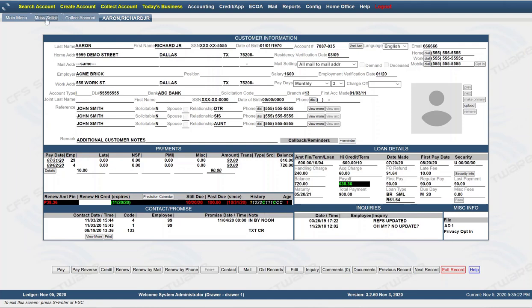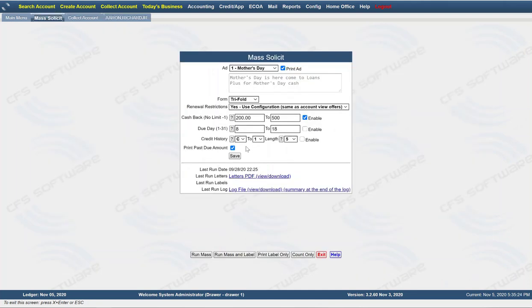If you're under mass solicit and you only want to solicit to people who are current or one, or possibly if they've fallen under 2 months, but a lot of times you want to make sure that you solicit the people coming to renew their loan to pay well. So current to ones is fine.